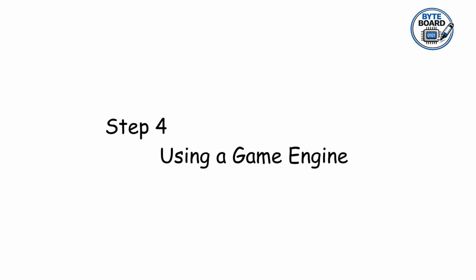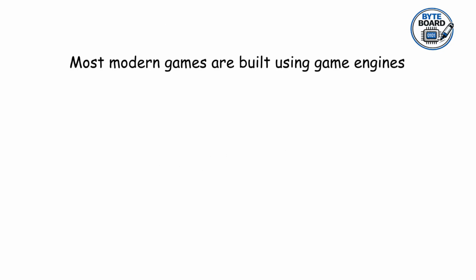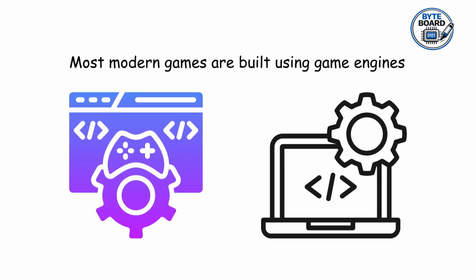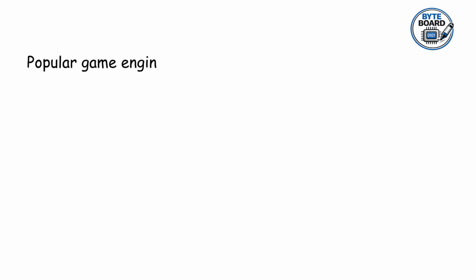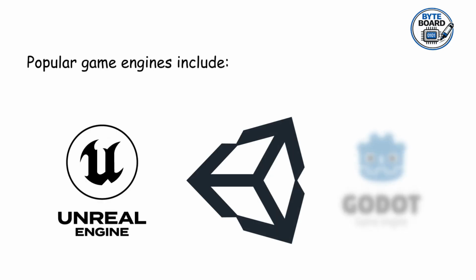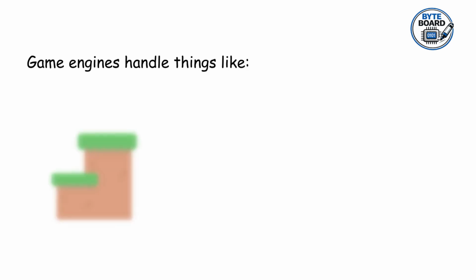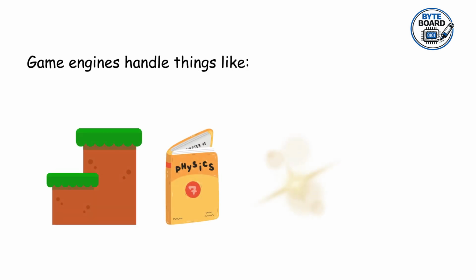Step 4. Using a game engine. Most modern games are built using game engines. A game engine helps developers create games faster. Popular game engines include Unreal Engine, Unity, Godot. Game engines handle things like graphics, physics, lighting, animation.